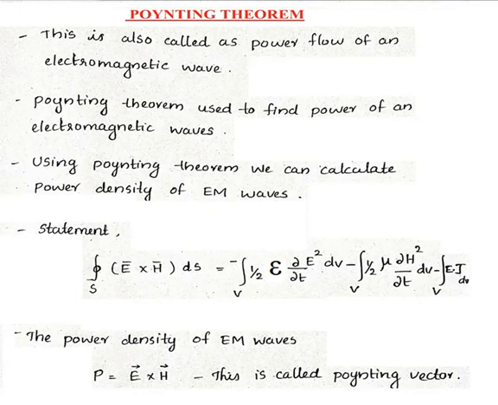The statement given by the Poynting theorem: surface integral of E cross H ds is equal to minus volume integral of 1 by 2 epsilon dou by dou t of E square dV minus volume integral of 1 by 2 mu dou by dou t of H square dV minus volume integral of E dot J dV. Then the power density of electromagnetic waves P is equal to E cross H. This is called the Poynting vector.